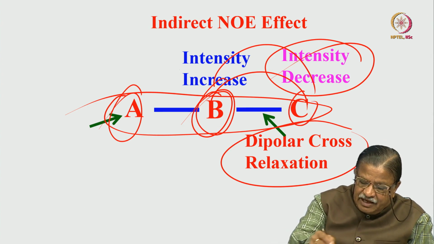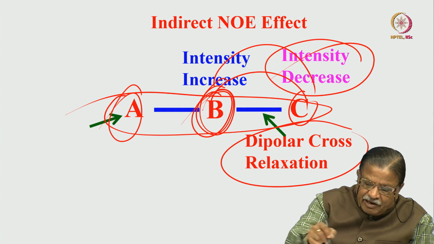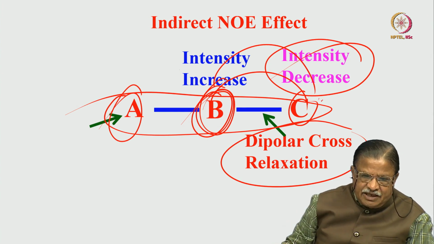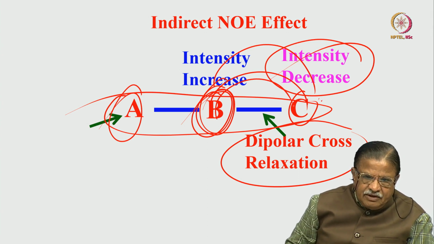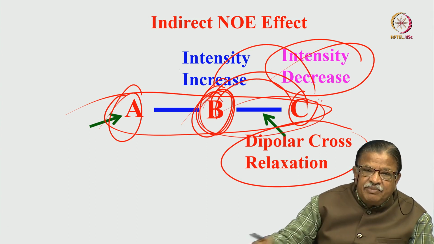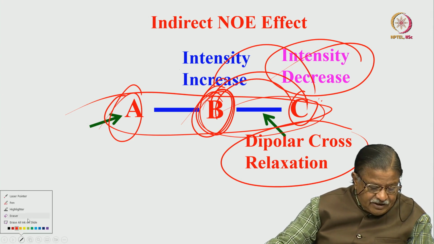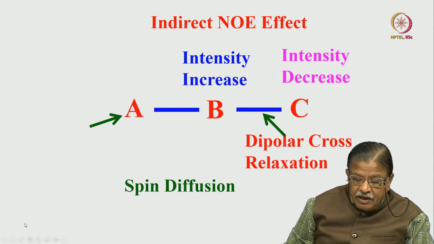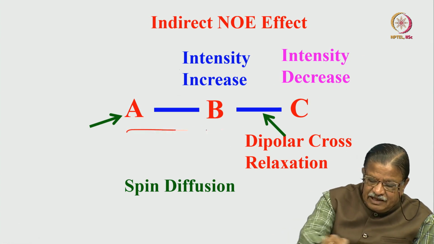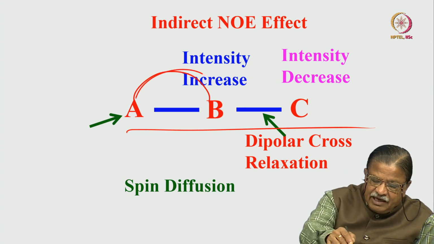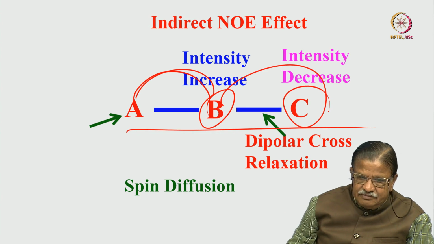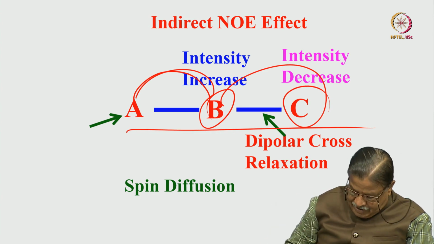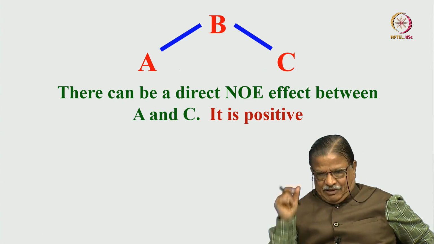If the third spin is there, instead of seeing the intensity increase, it may come down, or here also the intensity may change, because population is getting transferred from B to C due to dipolar cross relaxation between B and C. These are all the important factors that one should know. And this is called spin diffusion. Spin diffusion means there are 3 spins like this. You are saturating A, B should have enhancement, and B can give it to C. But this is a spin diffusion phenomenon.